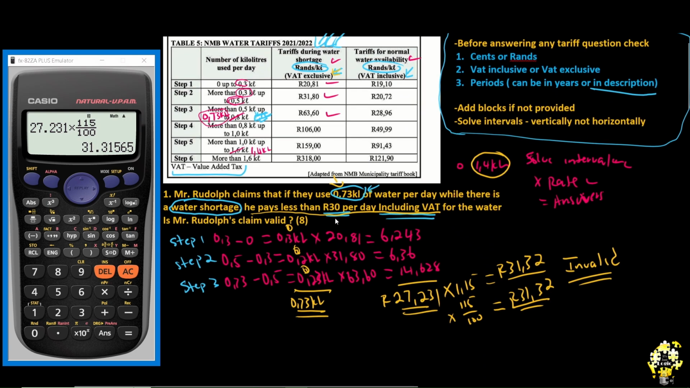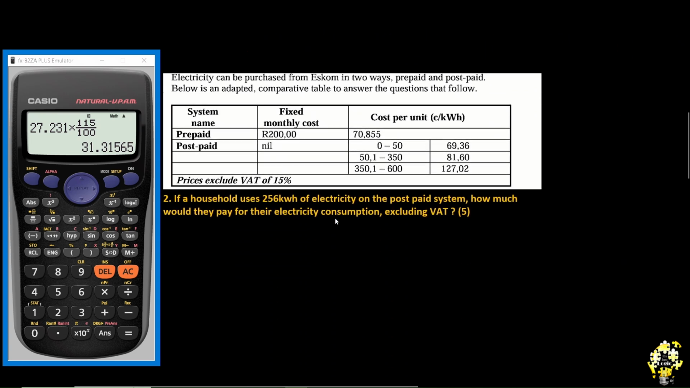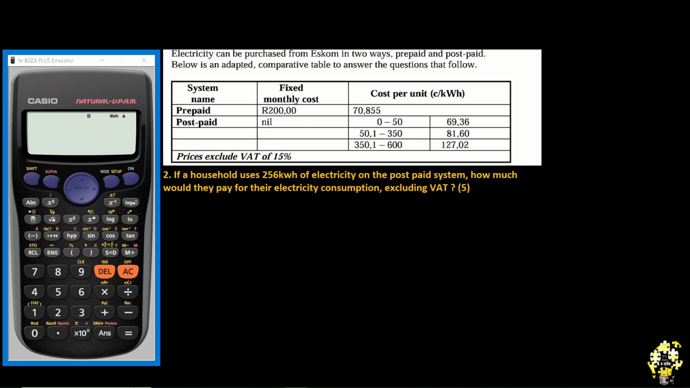Now, let's quickly go on to the next question and see how we can try and solve this one as well. On this particular question, electricity can be purchased from Eskom in 2 ways: prepaid and postpaid. Below is an adapted comparative table. Let's just get to the answers. Now, again, our 4 or 5 steps, but 3 most important ones.